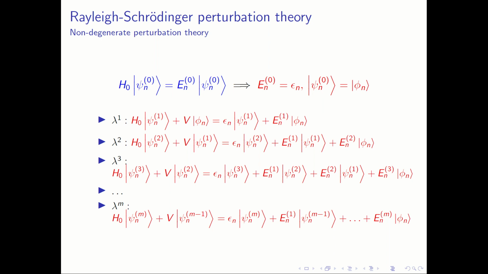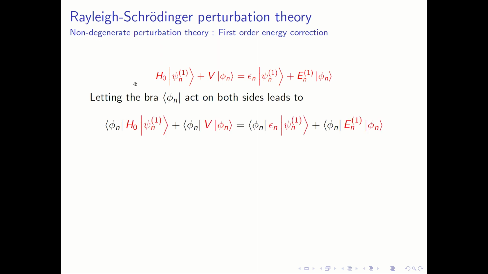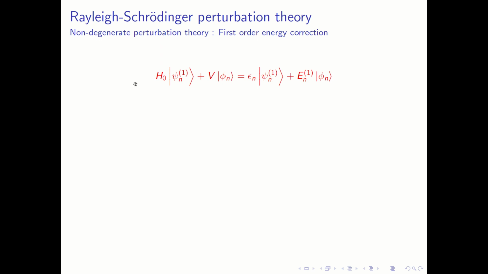Okay, so now let's go on to see what these equations tell us about the energy corrections En1 and the wave function corrections, so the eigenket corrections |ψn1⟩ and so on. So now let us look first at the first order energy correction. For that, we start from the equation which came from comparing the lambda to the 1 on both sides of the perturbation equation.